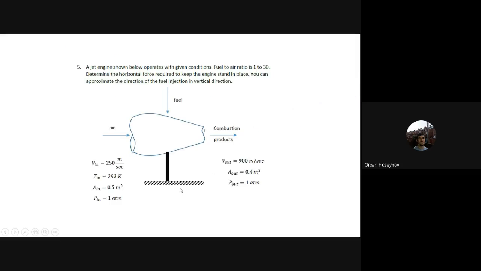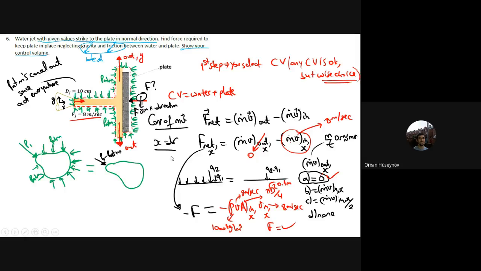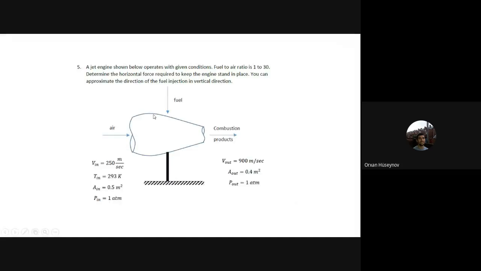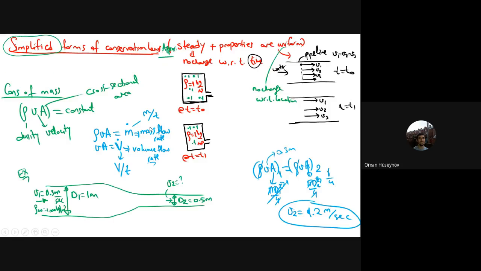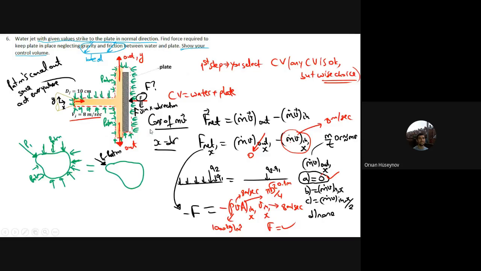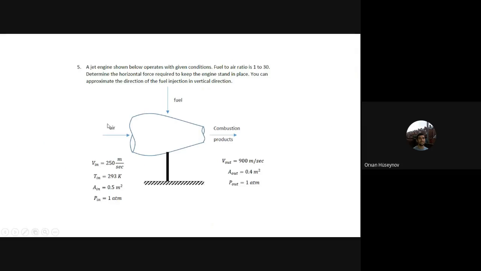Okay, good. Now we have one more example for the conservation of momentum. This is the second example on conservation of momentum. This one was the first example. Now the second example states that we have a jet engine. The jet engine shown below operates with given conditions. The conditions are: inlet velocity is 250 meters per second, temperature at inlet is 293 kelvins, area at inlet is 0.5 meters squared, and the pressure at inlet is 1 atm. And V out, the combustion products, is 900 meters per second, with the area out and the pressure outlet.